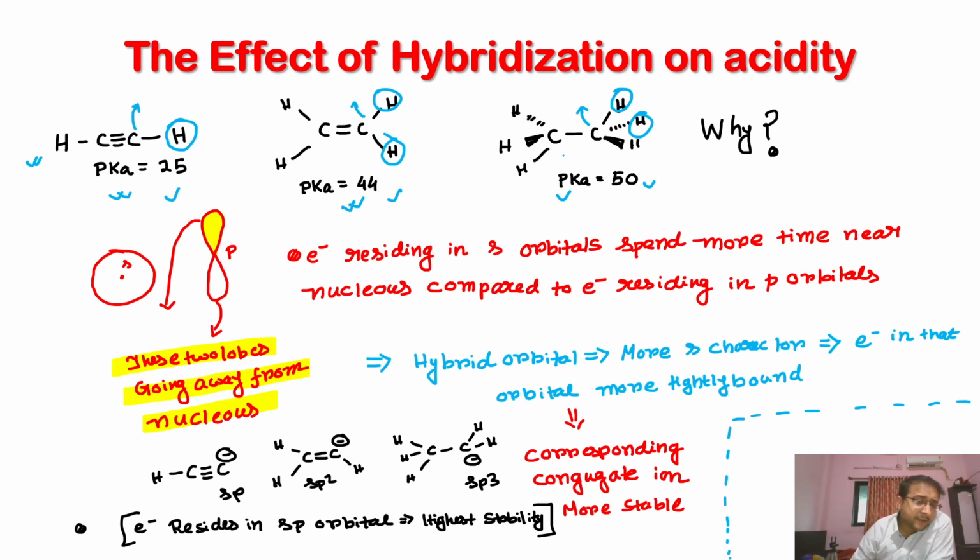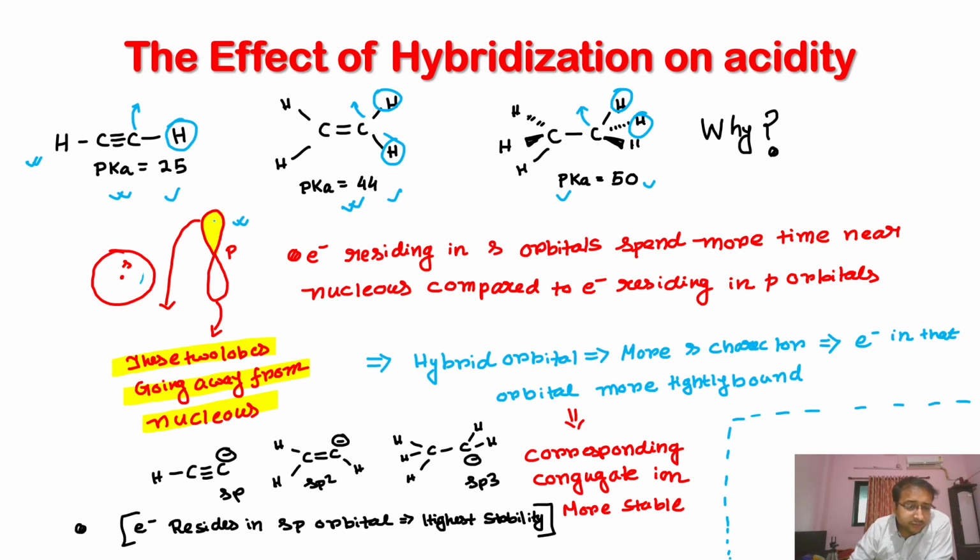Why is it so? First of all, let's see this figure. This is a rough figure of an s orbital. The s orbital looks spherical in nature, and the electrons are distributed evenly. And this is a rough diagram of p orbitals. You can see that the electrons are distributed like this.